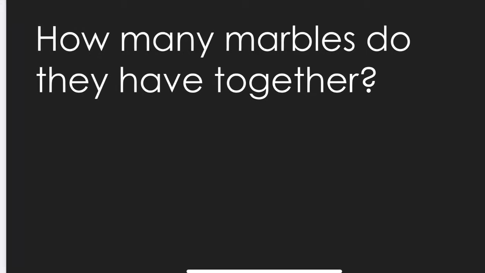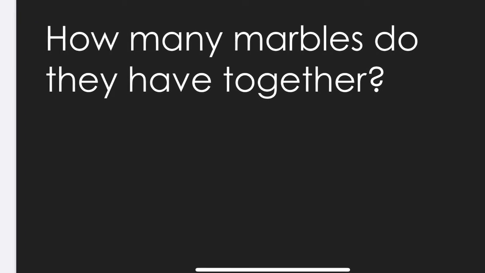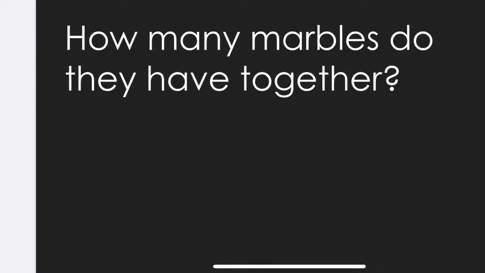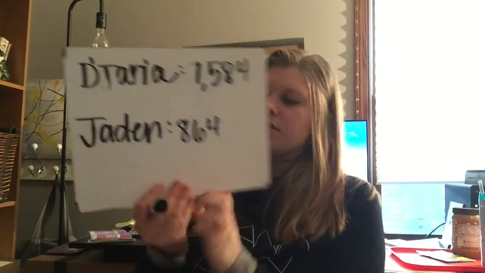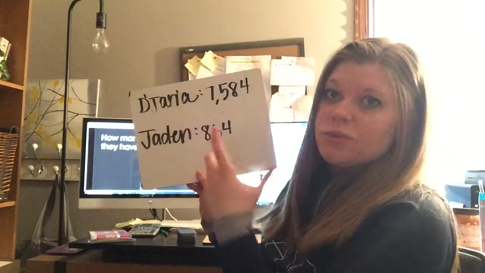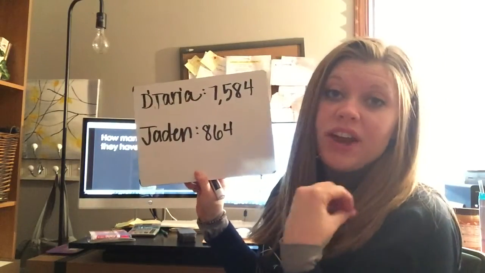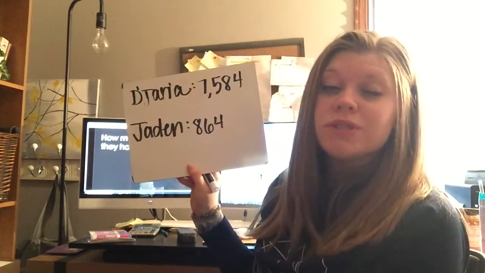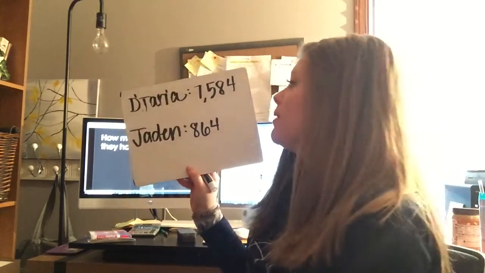For the second part of this problem, we want to know how many marbles do both Dajaria and Jaden have together. So let's think about this. Do we know the total or do we not know the total? Well, we know how much Dajaria has. We know how much Jaden has. We want to know the total together, how much they have. So we do not know the total. It doesn't say anything about equal groups, so we know that this is an addition problem.